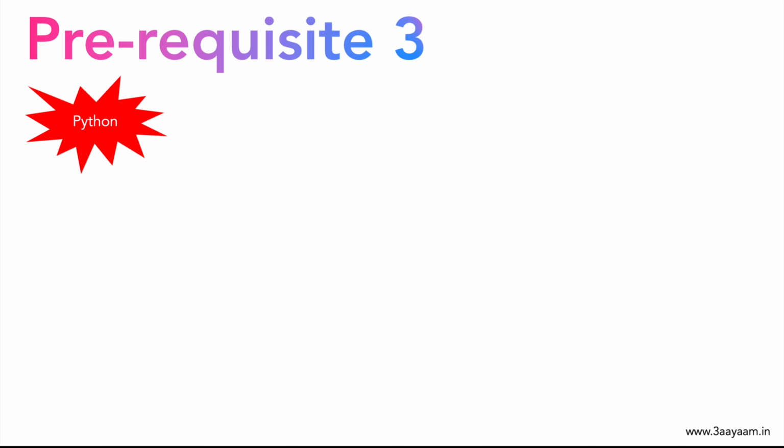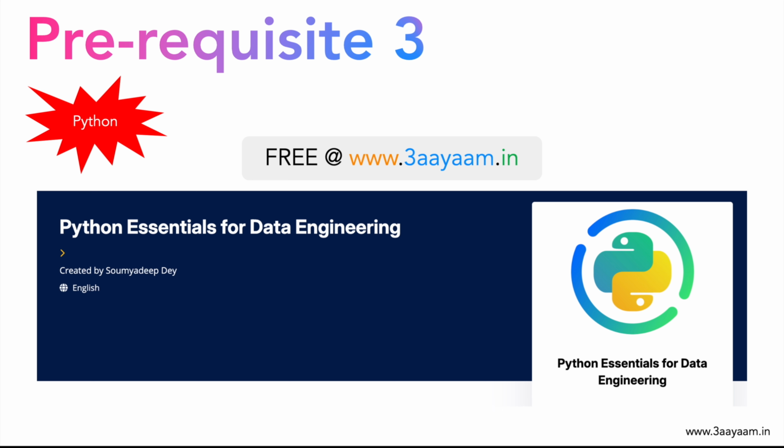The third prerequisite is Python, because we'll be using PySpark rather than Scala. The reason is that PySpark is more popular than Scala owing to the fact that all the machine learning and GenAI libraries are on Python. That's why you have to know Python. And if you do not know Python, again, you can go to my website and enroll in this course for free. You do not have to pay any amount.